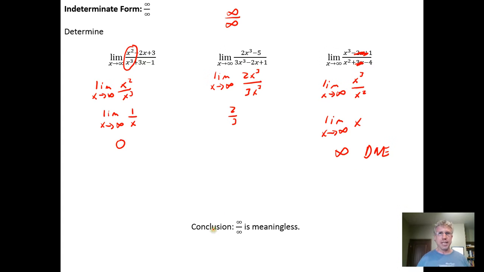So the idea again is that the form infinity over infinity is meaningless in the sense that this form can play out as different limits. And so what we're going to do next then is develop a tool, L'Hopital's rule, for dealing with these types of indeterminate forms.